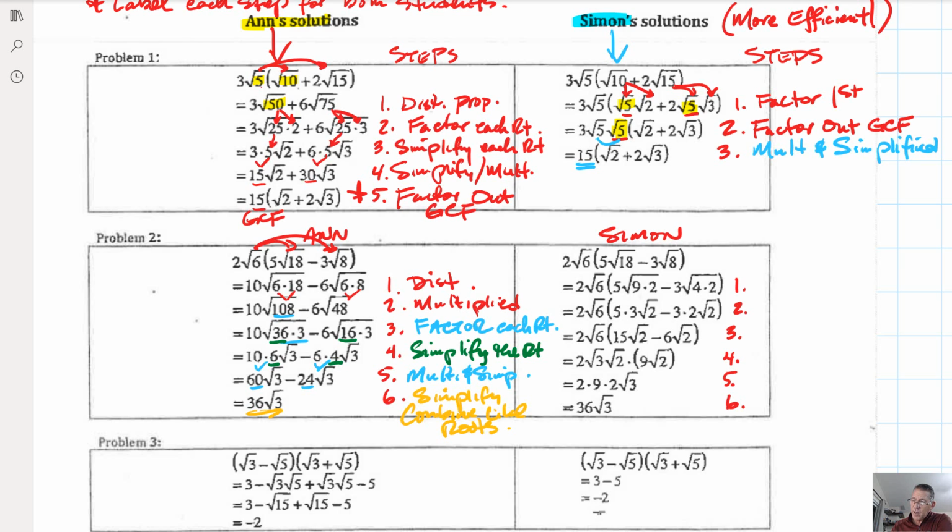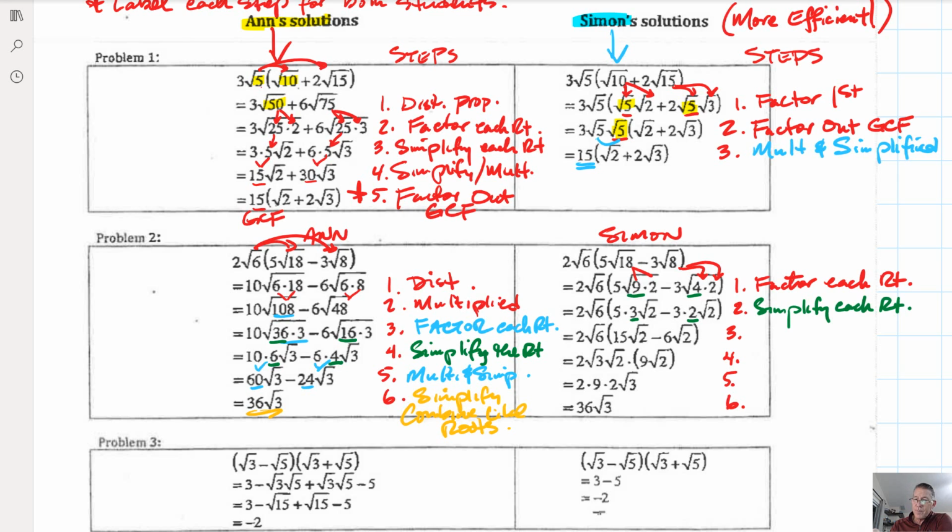And so he factors. 18 is 9 times 2. And 8, guess what? It's 4 times 2. So you factor each root. This is his style, this is his method. And then what happens? You take root 9 and simplify it to root 3. Root 4 is the same as root 2. So you simplify the root. He knows how to simplify roots just like you do.